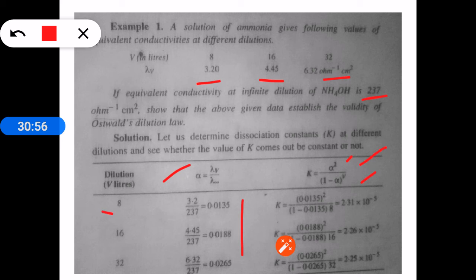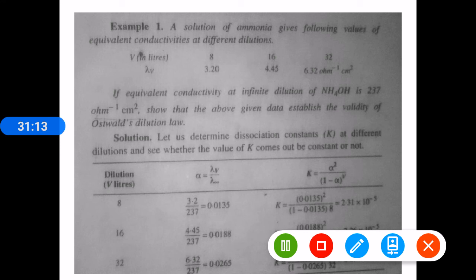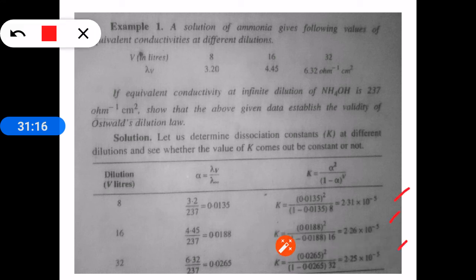Alpha for 8 liters dilution is 0.0135. Substitute here, you will get the K value. For 16 liter dilution, alpha is this much. You will get the value of K, and the K value is found to be almost the same in all the cases. So K is constant, and so this law, the Ostwald dilution law, is found to be valid.